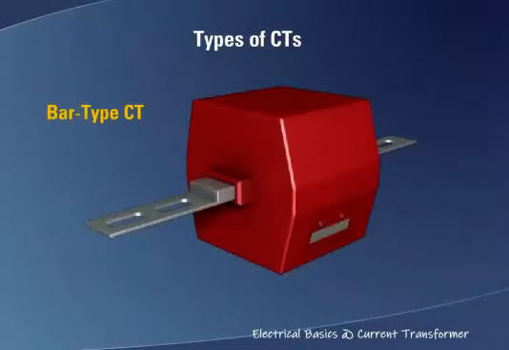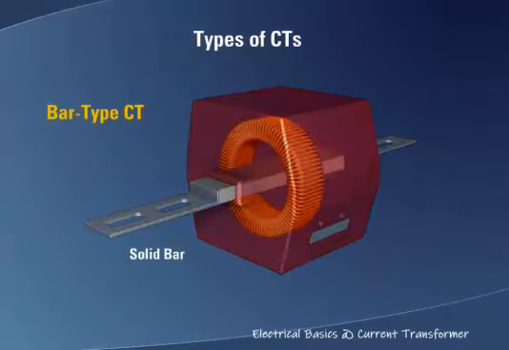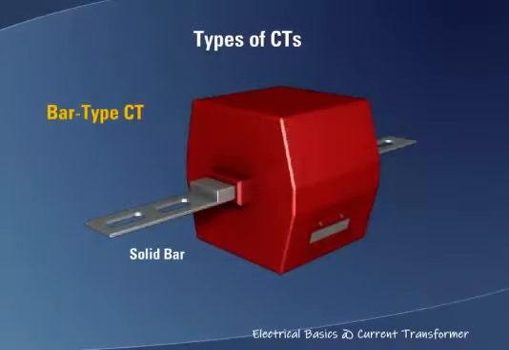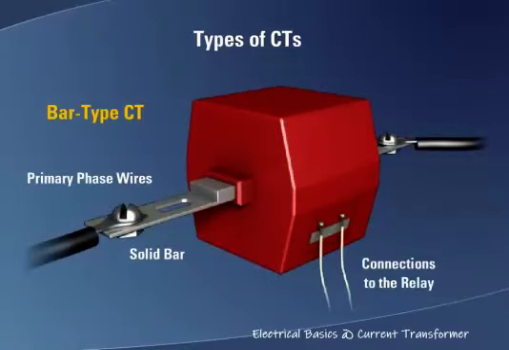A bar type CT has a solid bar that passes through the annular core to form the primary winding of the CT. The primary phase wires of the power system are then connected directly to these bars to complete the connections.